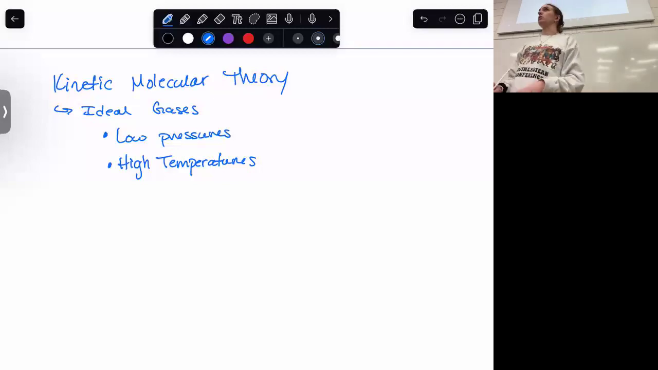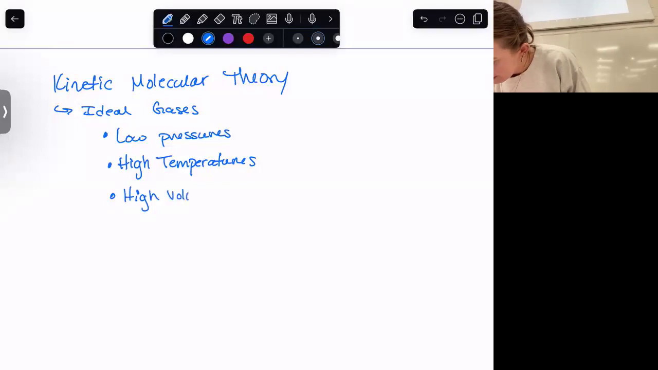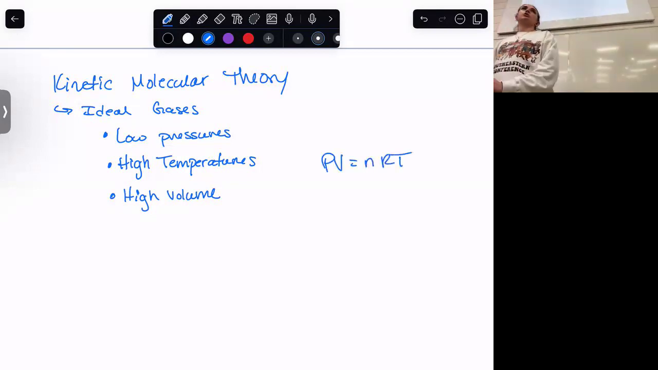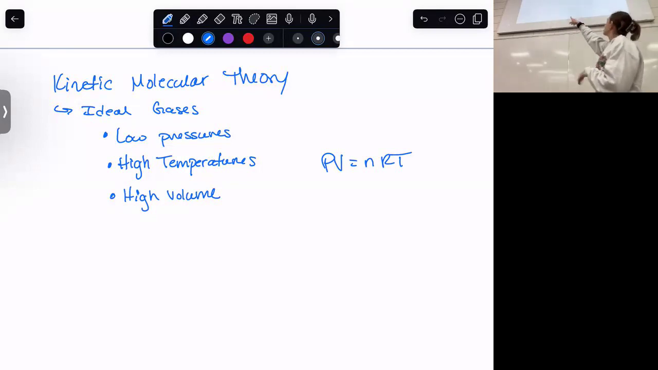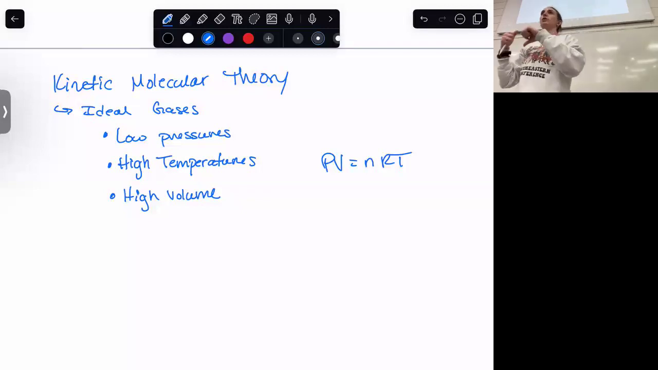And then what about volume? Do you want low volumes or high volumes? Also high, right? And when we look at our properties here, this makes sense according to our PV equals nRT. What kind of relationship do pressure and volume have? They have an inverse relationship. So at low pressures, we're going to have high volumes. And so if we have an ideal behavior, that low pressure, high volume combination is going to be very ideal.